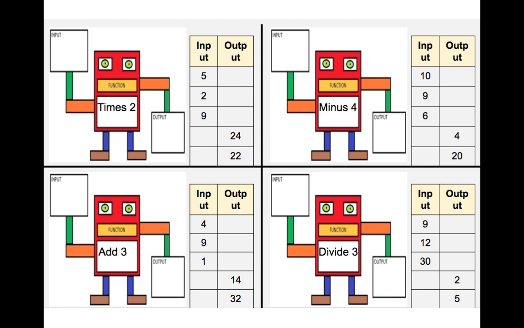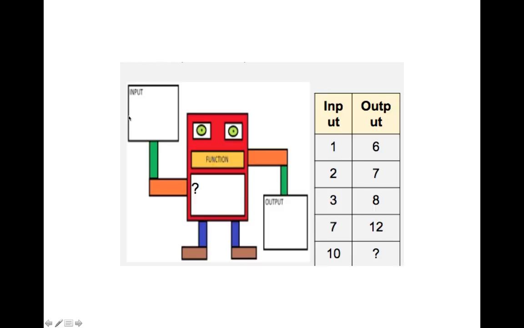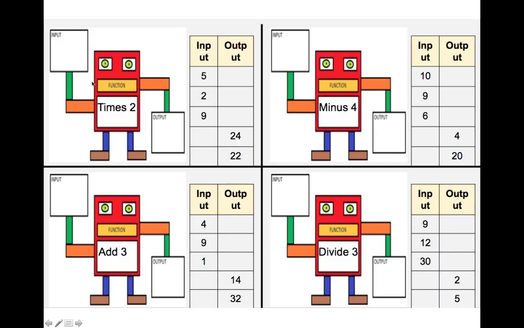Okay, function machines. Basically, you put a number in here, it will do something to the number and it comes out here. So when I put a 5 in that machine, the machine times it by 2, so it will come out as 10. So if you put a 2 in, the machine will times it by 2 and it comes out as 4. If I put a 9 in, the machine will times it by 2 and it will come out as 18.